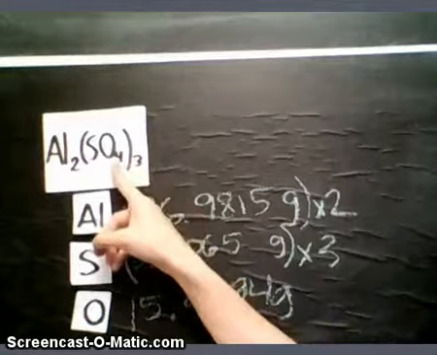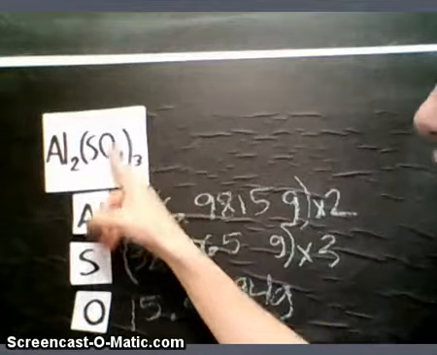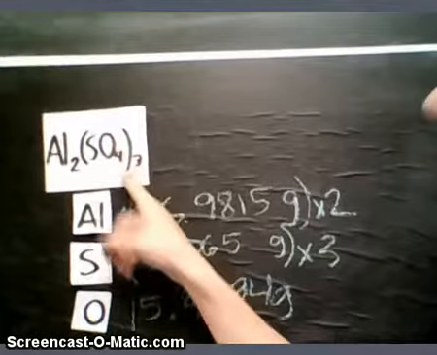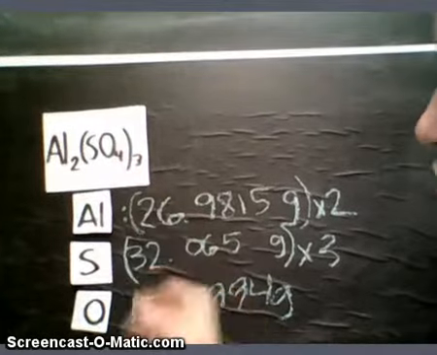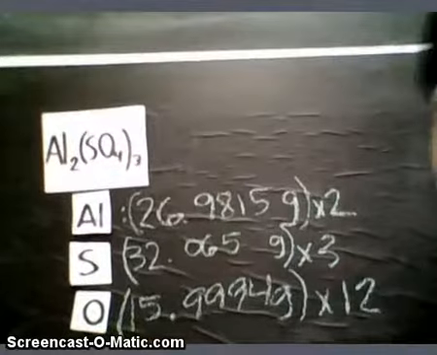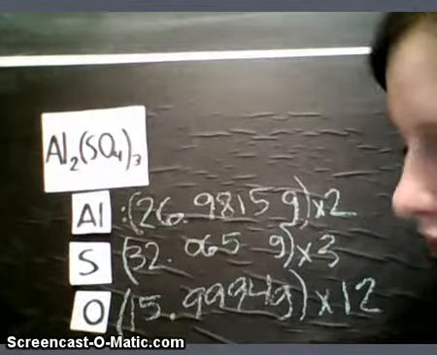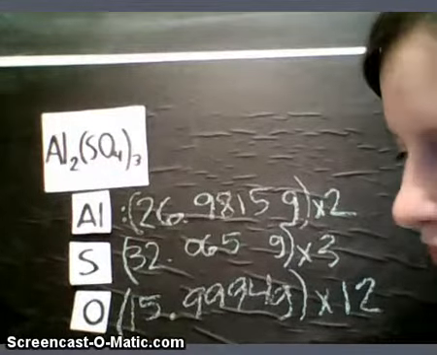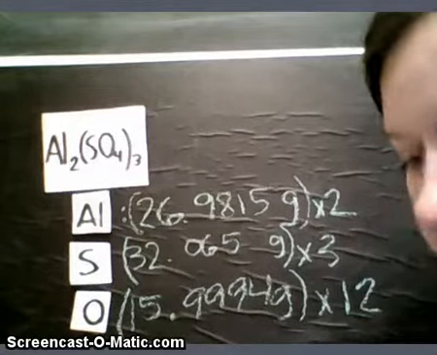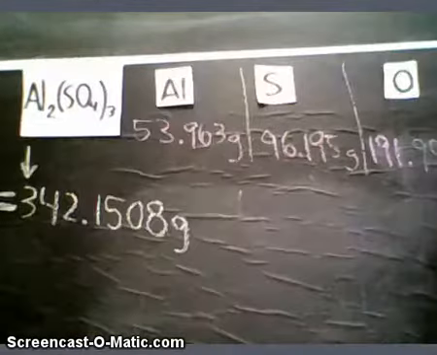And finally, we have oxygen. So sulfate has 4 oxygens. However, the unit is multiplied 3 times. So we have 4 times 3, 12 oxygen atoms. We multiply this number by 12. Now, when you do that, you will get a result. So please go ahead, pause the video, take out your calculator, and I will write the result.